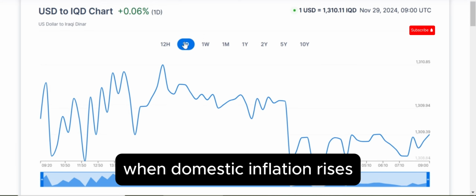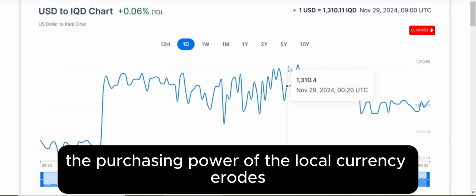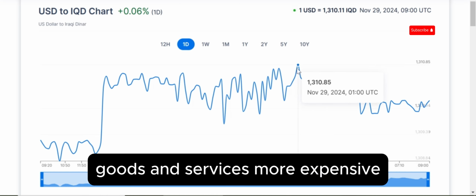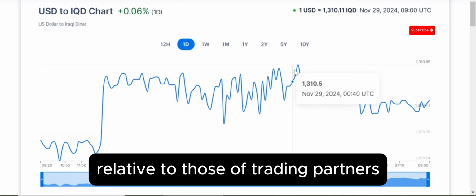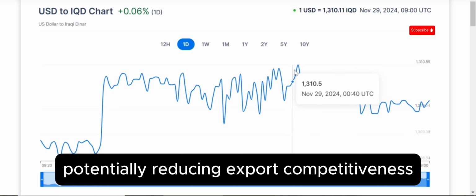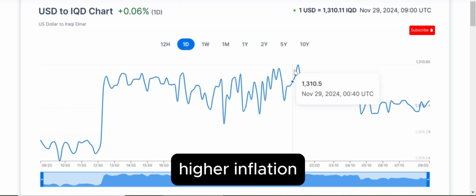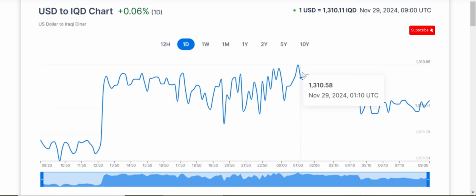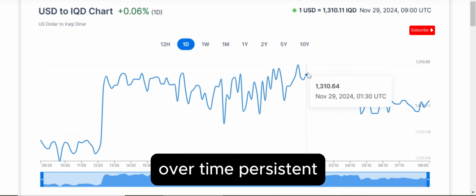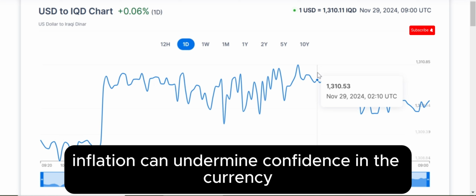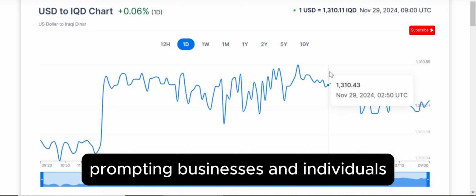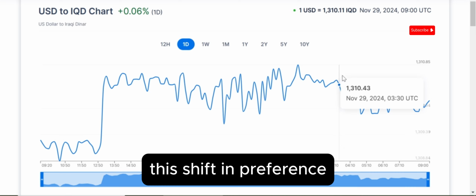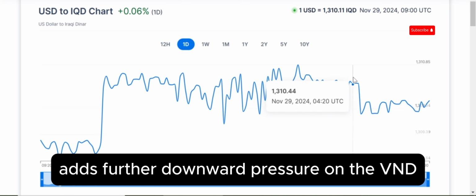Inflationary pressures within Vietnam have also contributed to the depreciation of the VND. When domestic inflation rises, the purchasing power of the local currency erodes. This can make Vietnamese goods and services more expensive relative to those of trading partners, potentially reducing export competitiveness. Higher inflation also leads to an increase in import costs, further straining the trade balance. Over time, persistent inflation can undermine confidence in the currency, prompting businesses and individuals to hold more stable foreign currencies like the US dollar. This shift in preference adds further downward pressure on the VND.